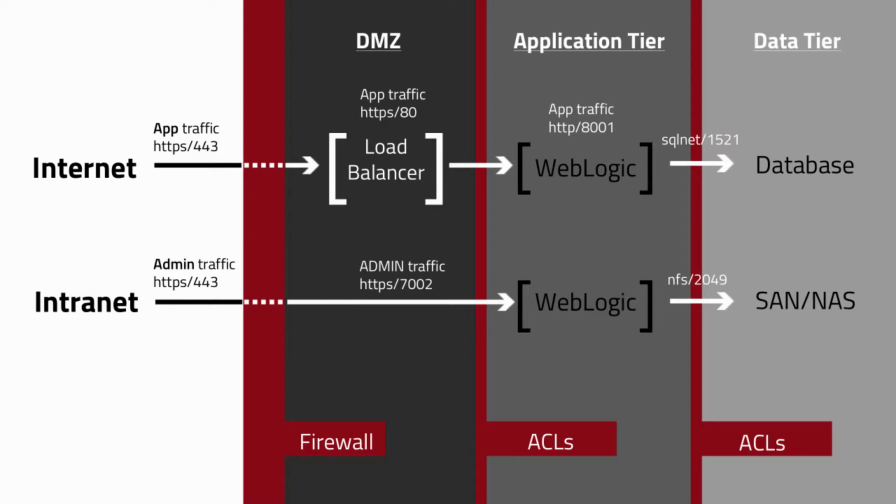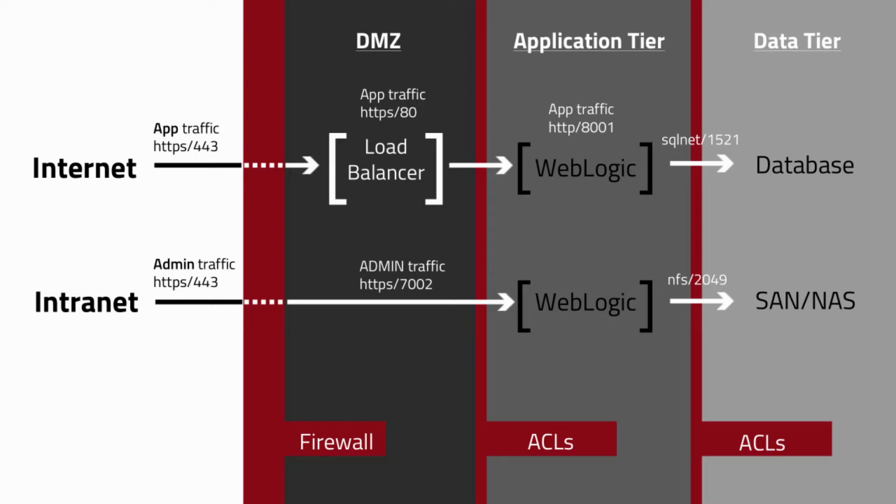And so in this diagram, the firewall is restricting incoming traffic from the internet over HTTPS. It's only allowing HTTPS traffic coming in on 443. And the load balancer is then responsible for reverse proxying that connection to WebLogic. And the ACL between the DMZ and the application tier is only letting application traffic in on 8001.